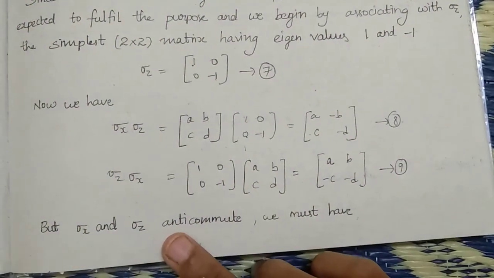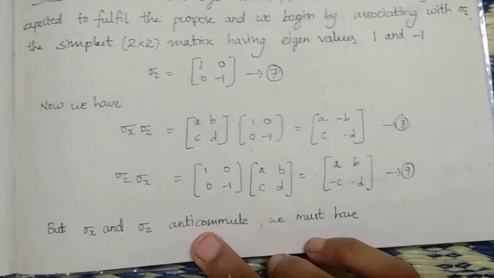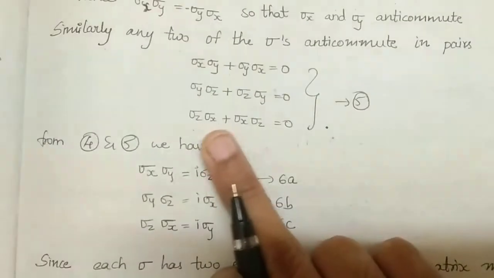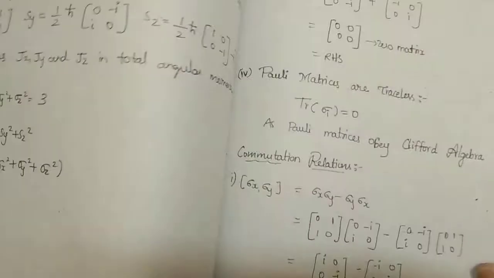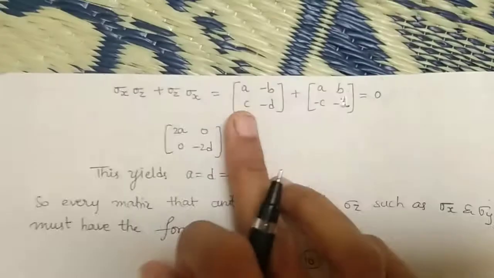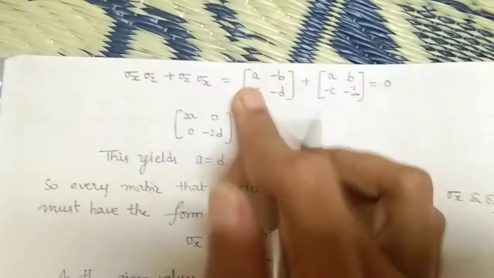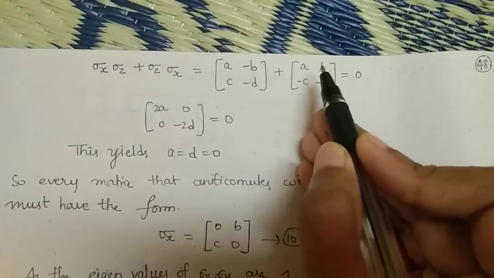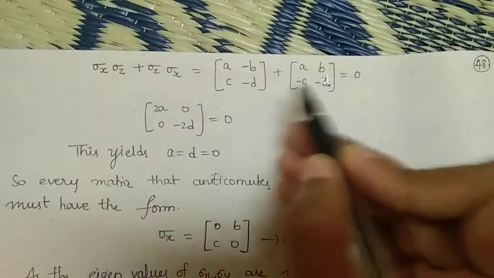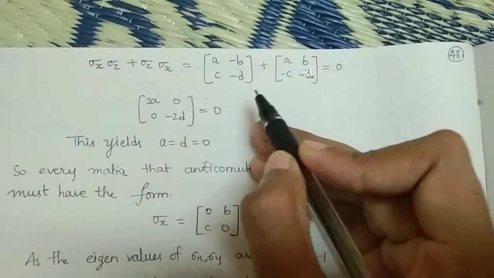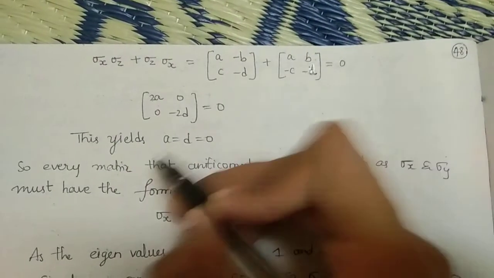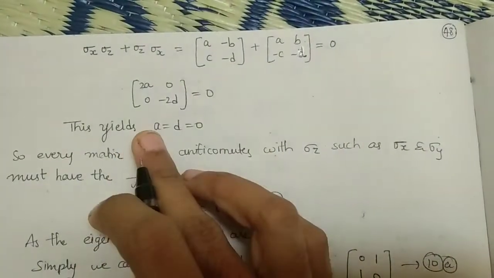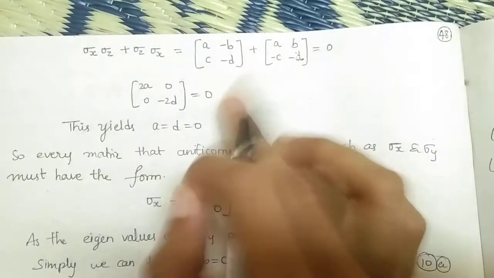But sigma x and sigma z anti-commute. We already know that sigma z sigma x plus sigma x sigma z equals 0. So on adding both, we must get 0. On adding corresponding elements: A plus A, 2A; minus B plus B, 0; C minus C, 0; and minus D minus D, minus 2D equals 0. So we must finally get a null matrix.